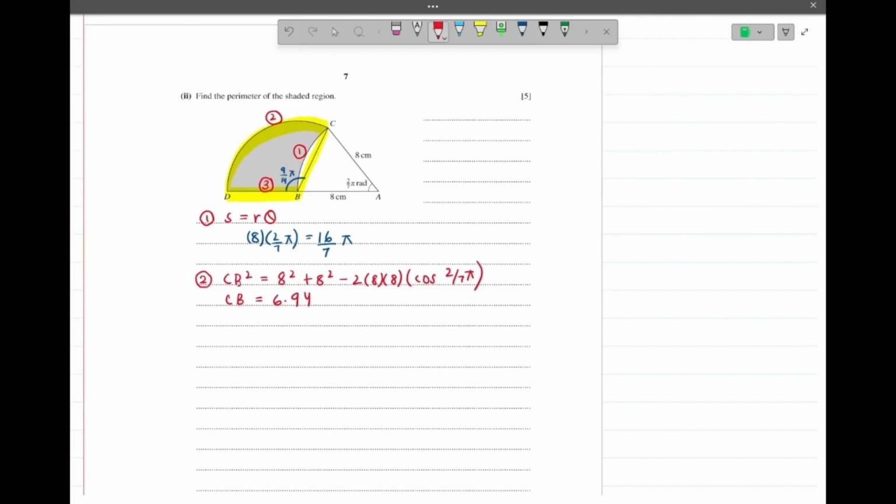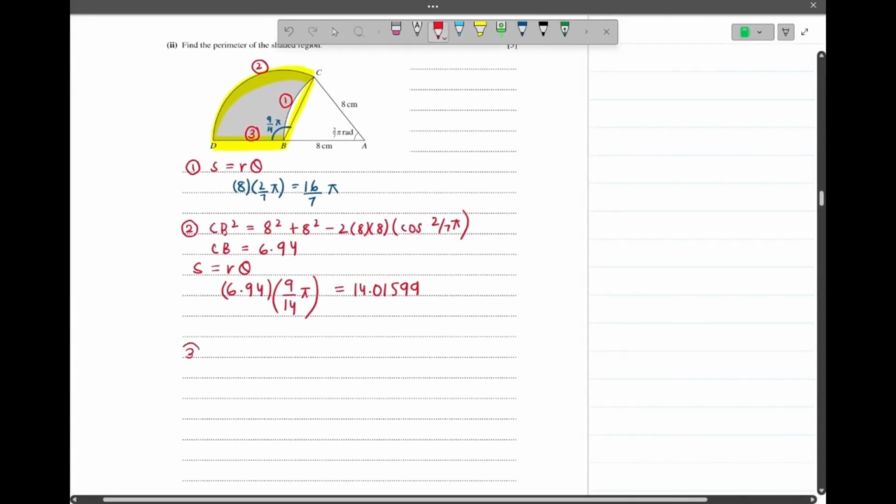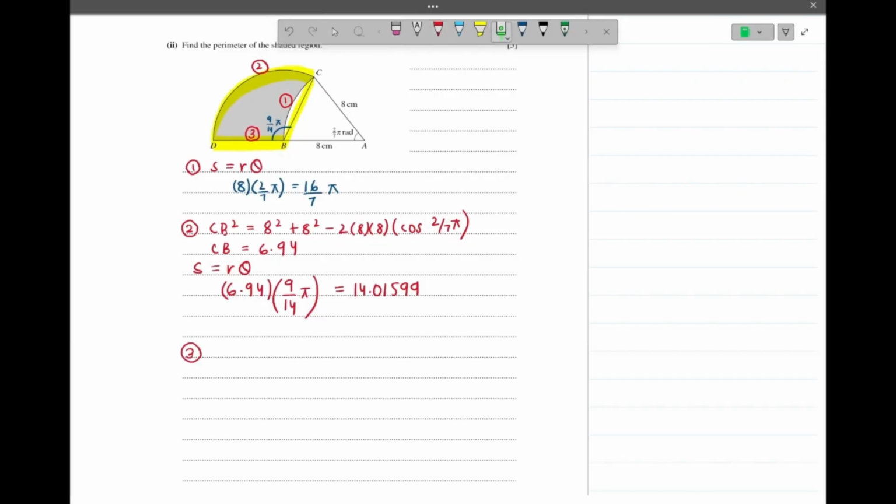So once I have the radius figured out, I can then again apply S is equal to r theta. That's going to be 6.94 into theta. Theta is 9 over 14 pi rads, which gives 14.01599. I'm writing it to a greater number of significant figures so that there's less error in the actual answer. And when I move on to the third line, I can see that this line DB is going to be equal to CD. Why? Because these both are radiuses, and the radius of a sector is always going to remain the same no matter where you take it from. So this is the sector, and both of these lines, DB and CB, are the radius. So DB is actually equal to CB. So DB is also 6.94.